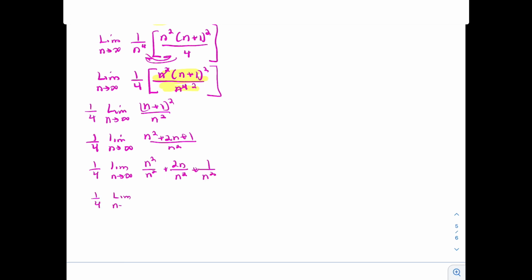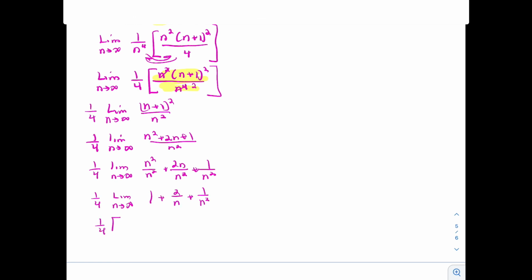And so 1/4 the limit as n goes to infinity. Well, let's figure out what n plus 1 times n plus 1 is using our FOIL method. We get n squared plus 2n plus 1 all over n squared. Now I need to get rid of that fraction by splitting up our fraction over the common denominator, and I can rewrite it as follows. Simplifying each of those individual terms, I end up with the limit as n goes to infinity of 1 plus 2 over n plus 1 over n squared.